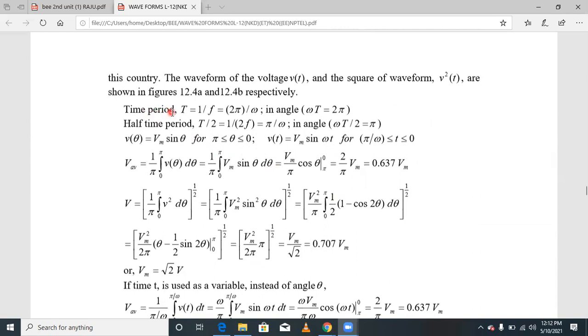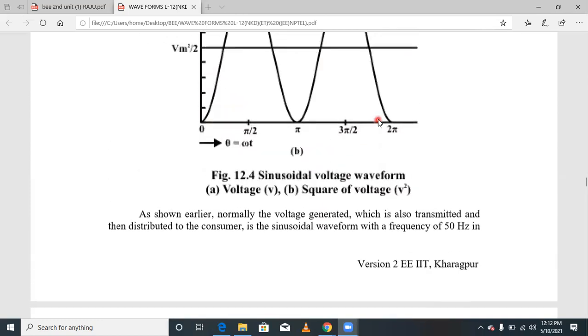Here the time period is T. Time period T is equal to 1 by f; frequency and time period are inversely proportional. T is equal to 1 by f, and that is equal to 2 pi by omega. In angle, theta is nothing but omega t. Theta is equal to omega t, so omega t is equal to 2 pi.